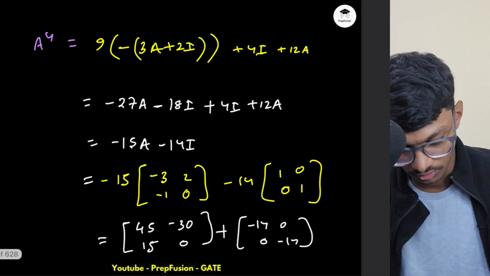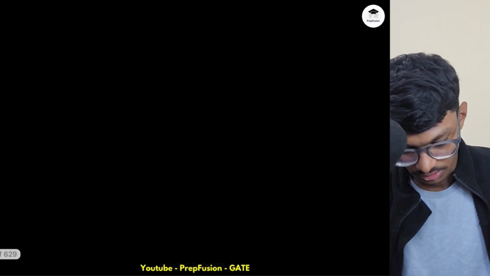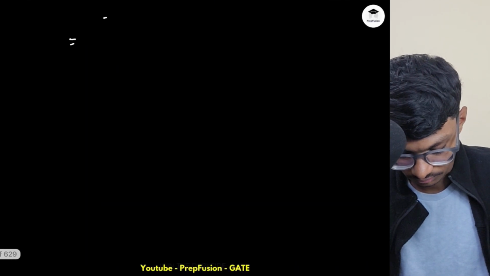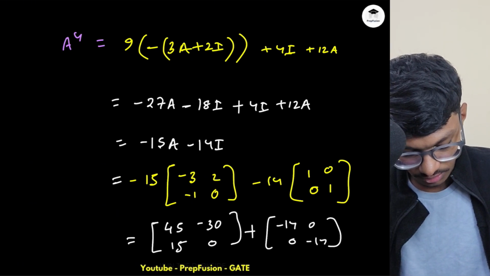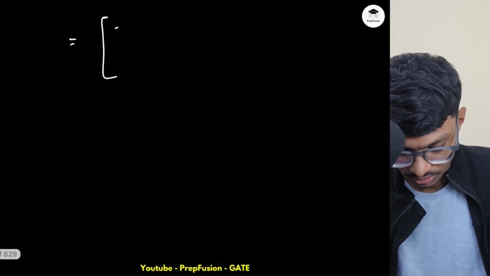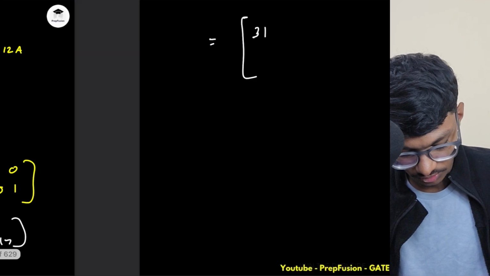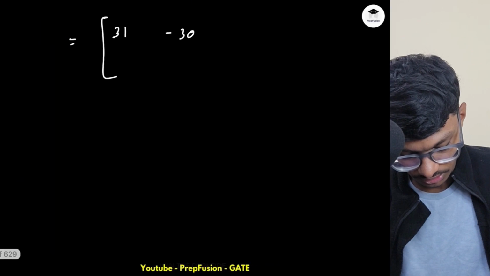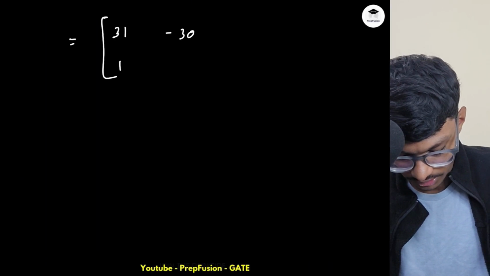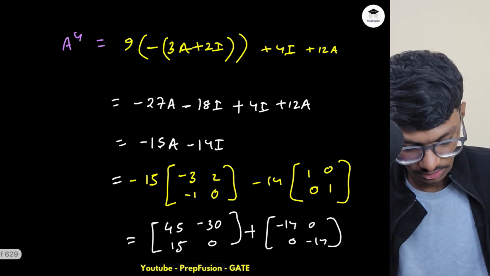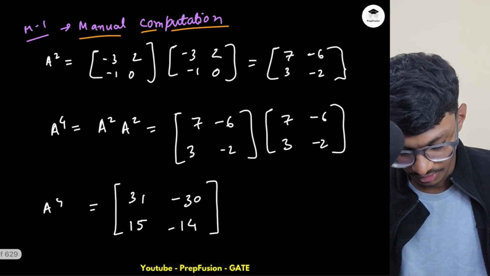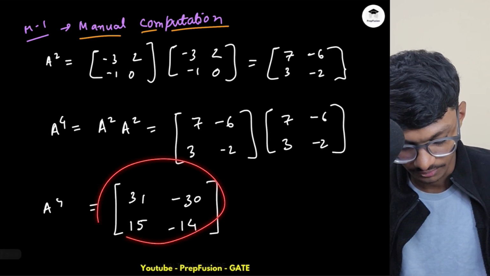Okay, let me just add another page. So this will become 31, right? This will become 31 and this will become minus 30. I'm getting correct, right? Yeah, minus 30, and this is 15 itself. This is 15 and this is minus 14. So 31, minus 30, 15, minus 14. Yeah, this is exactly what I'm getting.